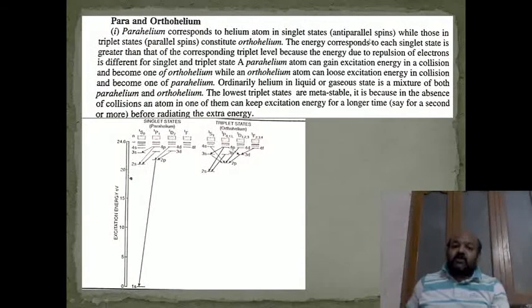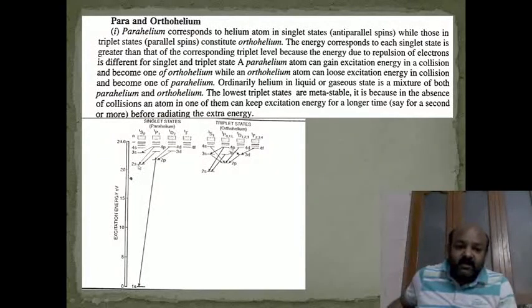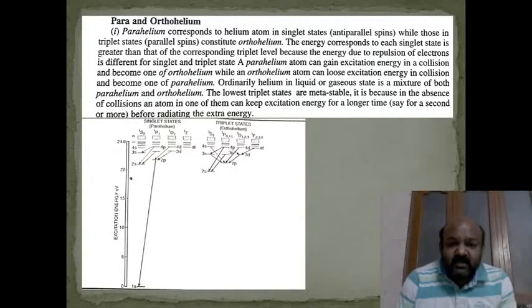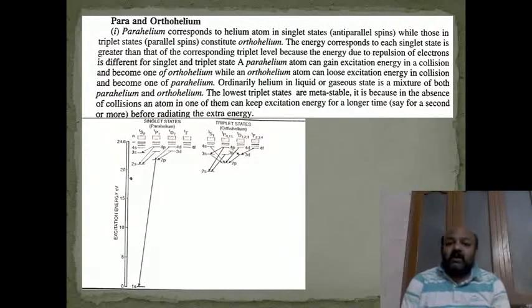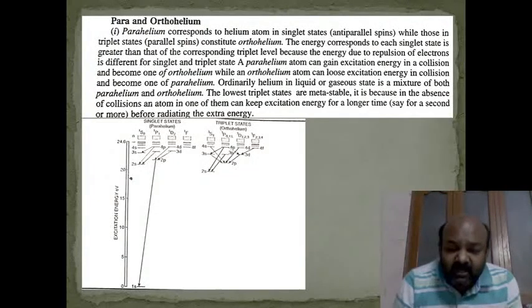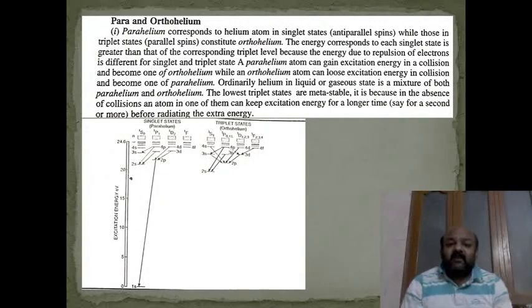The energy corresponding to each singlet state is greater than the corresponding triplet state. You can check here: this 2s state corresponds to the singlet state, and its energy is greater than the 2s state of the triplet state. Why is this so? Because in the singlet state, both the electrons are in the opposite spin, and in the triplet state, both the electrons are in the same spin, and they are in different orbitals.